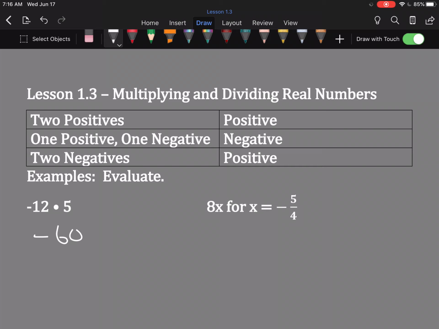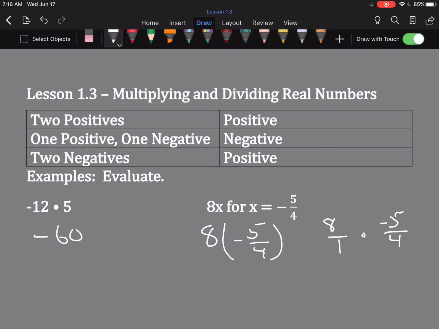Next, there's a substitution problem. 8x for x being negative 5/4. So this is 8 times negative 5/4. A lot of people are going to prefer to write this as 8 over 1 times negative 5/4. And there's nothing wrong with that.